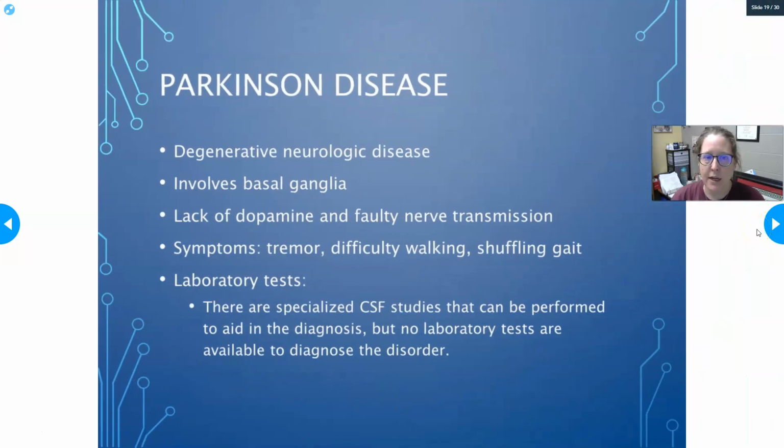Parkinson's disease is another degenerative neurologic disease. It involves the basal ganglia, and because of that, it causes symptoms of tremor, difficulty walking, shuffling gait, etc. There's a lack of dopamine in patients with Parkinson's disease in that area, and therefore that causes faulty nerve transmissions, which then causes the signs and symptoms.